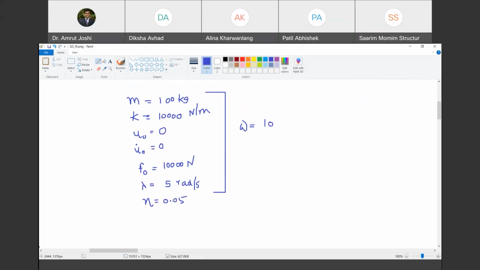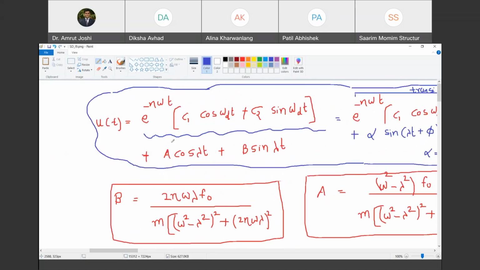है ना, आरसीसी स्ट्रक्चर हम बोल रहे हैं, तो eta की value we are taking it as 5%, which is 0.05. So what is the omega d? 9.98. This is also in radian per second. Happy? This is our data. Now let us first find out values of C1 and C2.